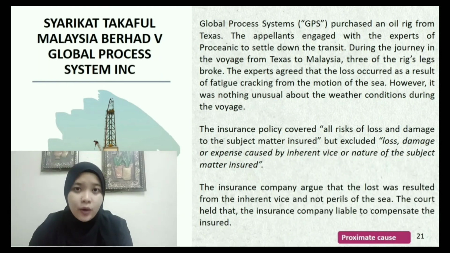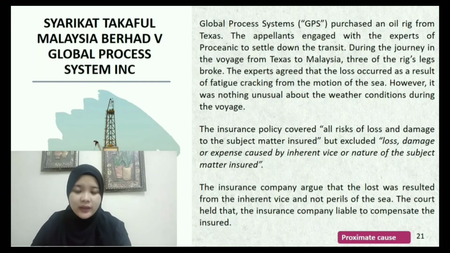The issue arises whether the broken rig's leg is included in the policy or not, whether it is due to the motion of the sea or due to the weather. This is because the policy states all risk of loss and damage to the subject matter insured, but excludes loss, damage or expenses caused by inherent vice or nature of the subject matter insured. This is the argument of the insurance company.